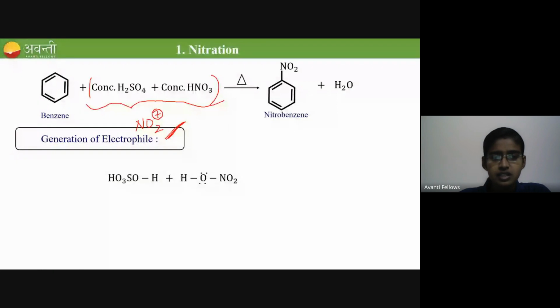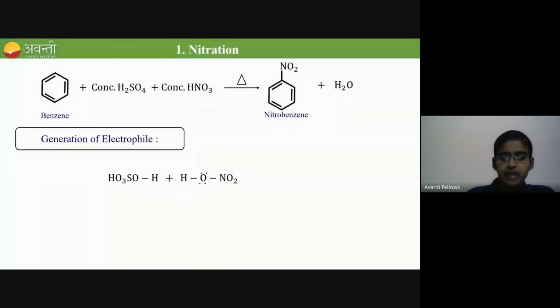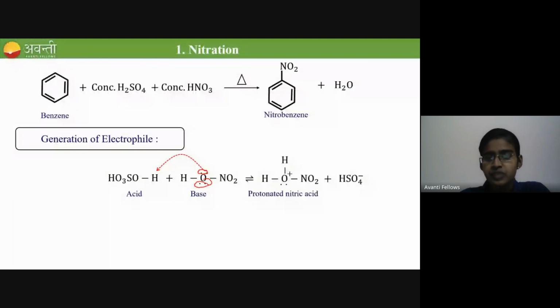First, we are taking both the compounds. This is your sulfuric acid and this is the nitric acid. Here sulfuric acid is acting as an acid, and nitric acid is acting as a base. What is the role of the base? The base will attack the hydrogen from the acid. Here is the electron rich part in the base. One of the electron pairs of oxygen will attack the hydrogen from the acid and bring that hydrogen towards itself, and the protonated nitric acid is formed, and the shared pair of electrons moves towards the oxygen.